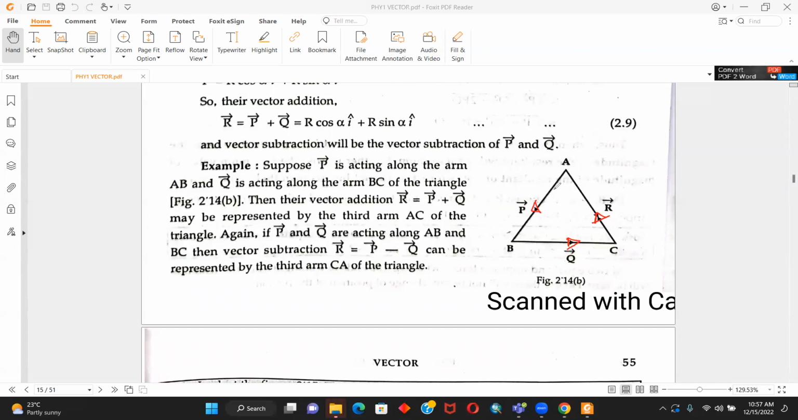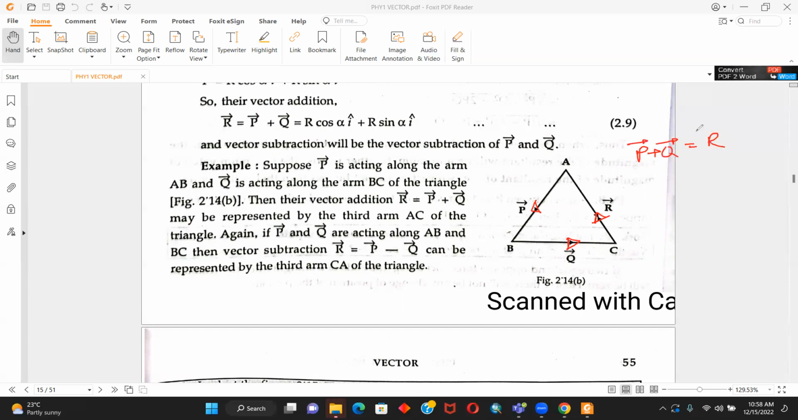Haven't you been practicing this? Okay. So what was the triangular formula? Triangular law for vectors. P vector plus q vector equals r vector. You are saying that p vector plus q vector equals r vector.